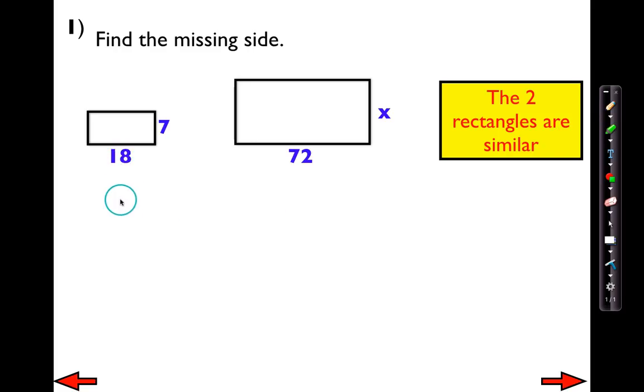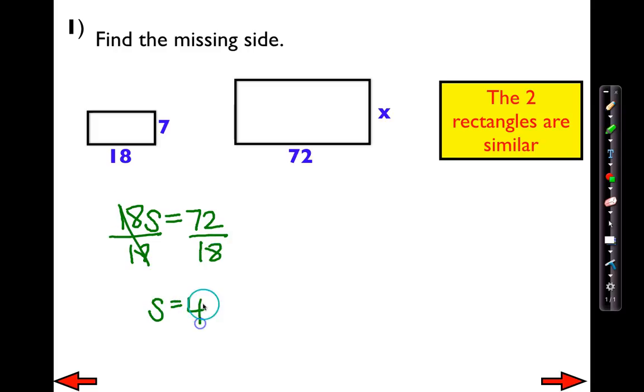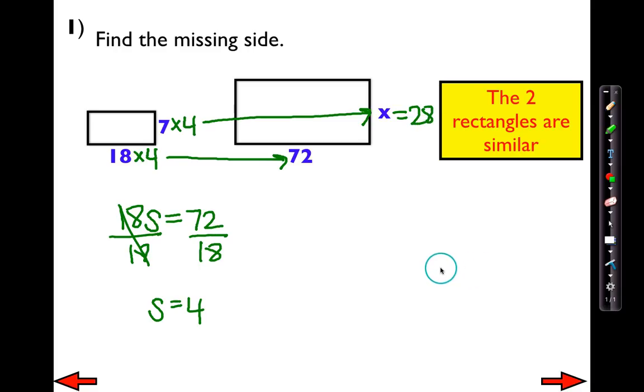So I'm thinking that 18 times the scale factor, I'm just going to use the letter S because it reminds me of scale factor. So 18 times a scale factor S is going to give me 72. So I'm going to divide both sides by 18. And if you divide this, you're going to get a 4. So what does this mean? From the small rectangle to the large rectangle, it's getting 4 times larger, which means this height of 7 will also get 4 times larger, which would make x 28. So here I would say the missing length is 28.